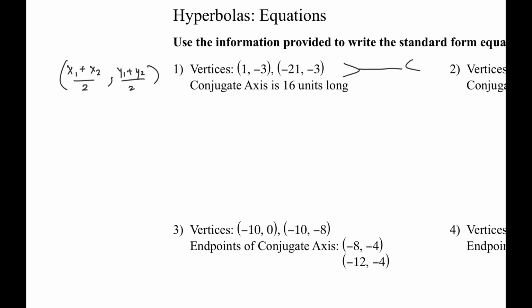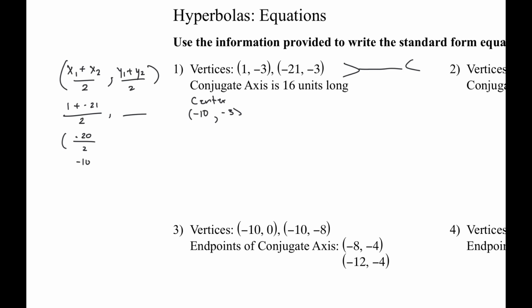We obviously know that the y coordinate of the center is going to be -3. We just don't know what the x one is. So we'll put that in here: it's going to be 1 plus -21 over 2. I'm really not going to worry about the y part since we already know what it is. So we're doing -20 over 2 to give me a -10 x coordinate. So -10, -3 is my h and my k.